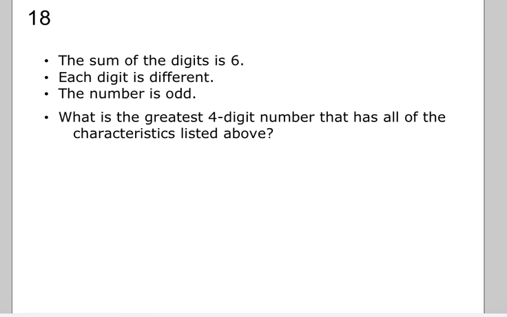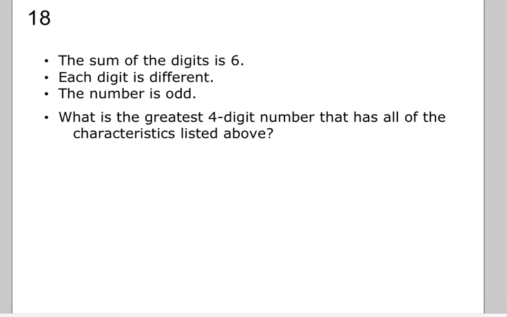All right, so the greatest four-digit number that has all of the characteristics listed above, right? So when you think about four-digit numbers, all the digits have to add up to 6. So you got to think, okay, well, how can I even create 6? Well, 3 plus 2 plus 1 plus 0 is 6. And that's probably going to be your best bet.